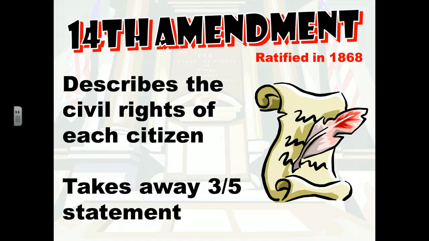There's a lot of things that happened after the Civil War where, in some cases, things might be written down on paper as far as the rights of a citizen, but people manipulate it a little bit. So this is a clarification that describes the civil rights of every citizen, largely as a result of how African Americans were being treated after the Civil War.